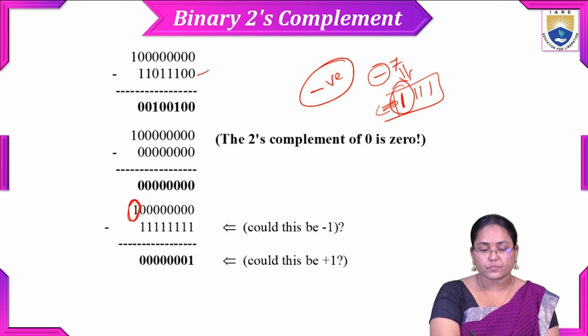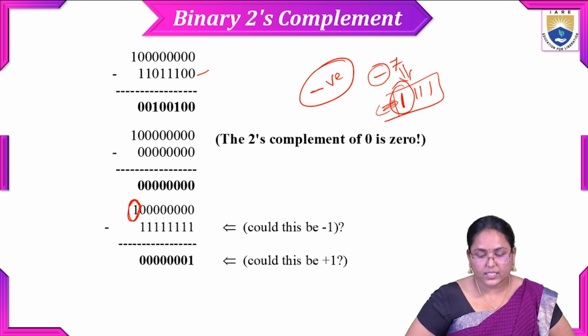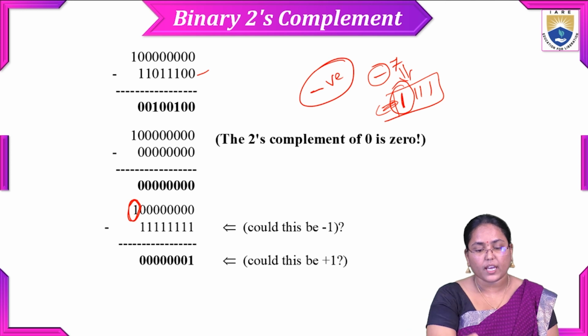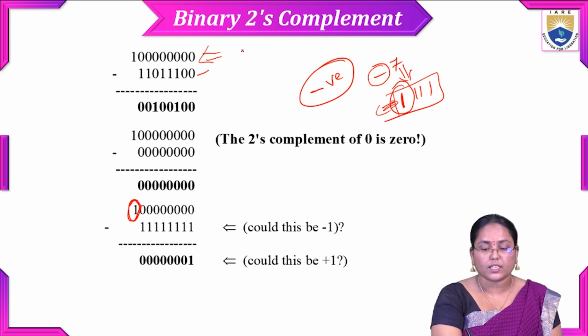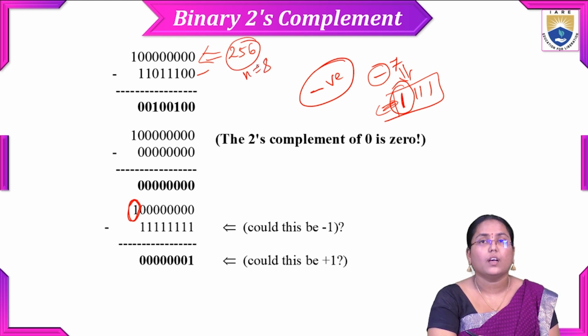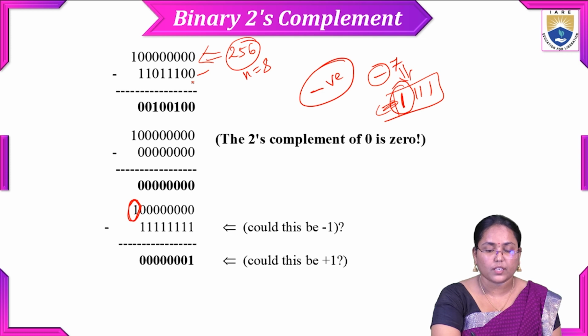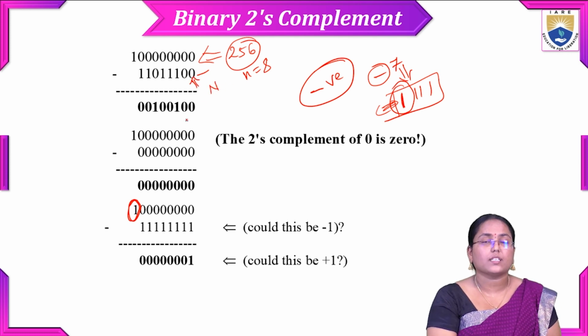So for example, let us consider the same example here. The number here is 100000100. So what is this? It is nothing but 256. Here the number of digits will be n equals 8, and capital N value is this one. So now if I take such a number, well and good, I am getting the number.